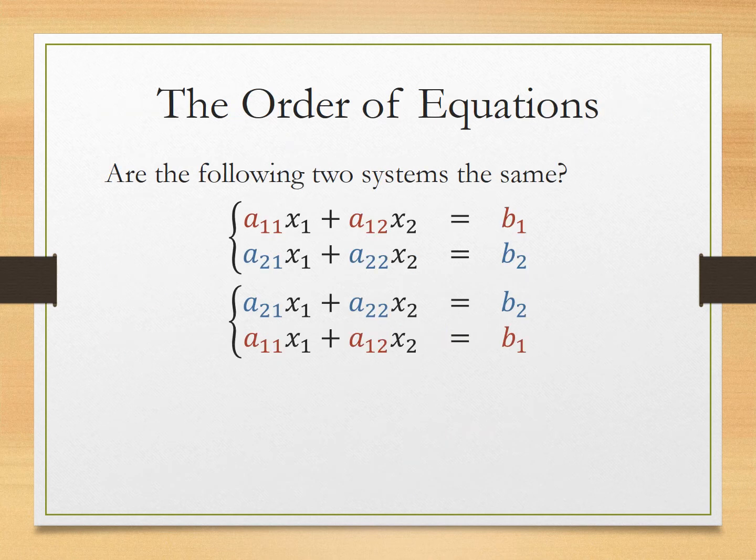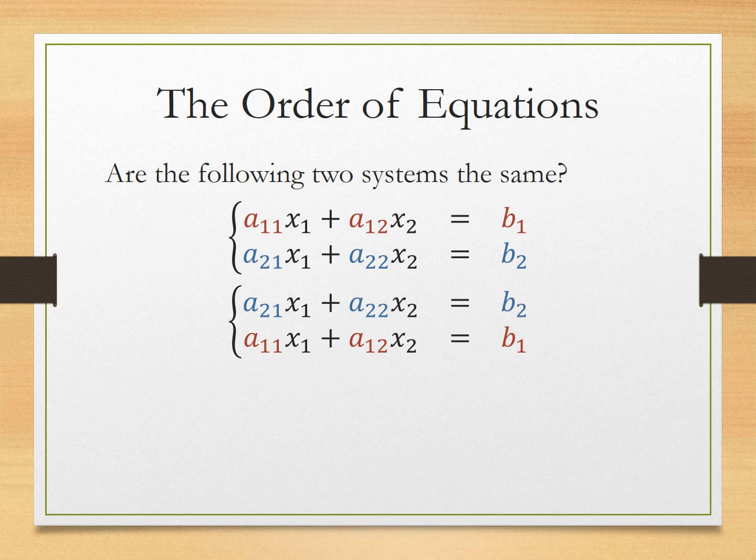All right. We're going to explore some properties of systems of linear equations, and we have 3 of them. The first one is this one. Are the 2 following systems the same? What's the difference between these 2 systems? Well, the difference is that I swapped the rows, right? In the first system, a11x1 plus a12x2 equals b1 is the first equation, but in the second system, it's the second equation. But that's it, I swapped the 2 equations.